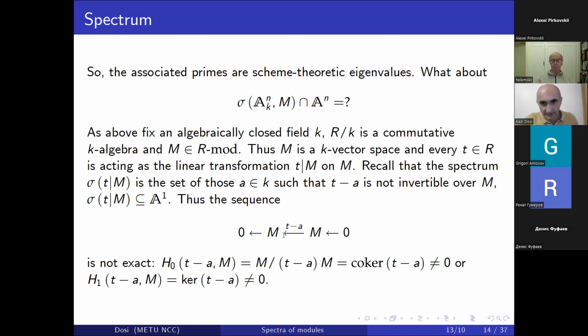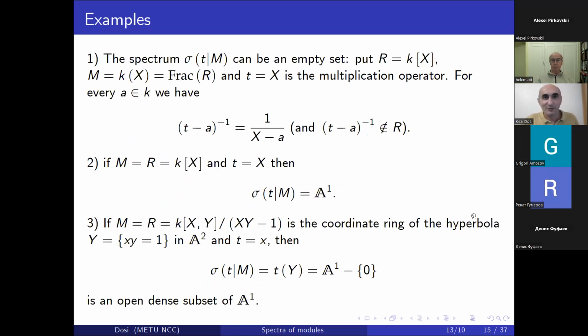Or you can introduce it like this. Look, this is my M. This is a simple complex. So this complex should not be exact for those a. So we have homology groups H0, H1. Okay, but this generality is actually not good. So look what may happen. The spectrum can be empty. For example, take R as K[x], M the fraction field, and T is x, a multiplication operator. Then for every a, T minus a will be invertible. Look, 1 over x minus a. So the spectrum is empty, nothing there.